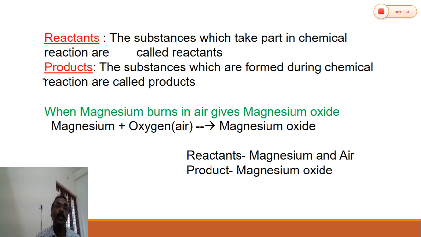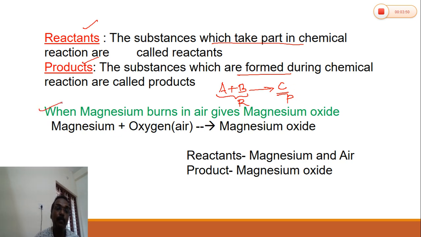Now, chemical equation. Before that, we will study what are reactants and products. Reactants are the substances which take part in a chemical reaction. Products are the substances which are formed during a chemical reaction. Suppose A and B combine to form C. Then A and B are called reactants and C is called the product.